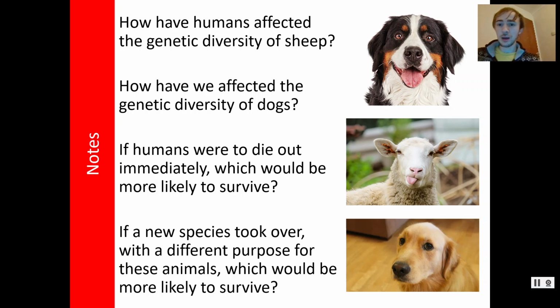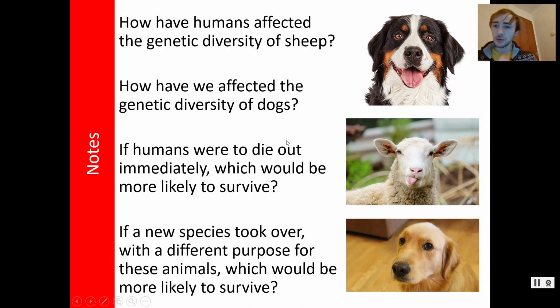And that's why on the streets of some poorer parts of the world you can see packs of rabid dogs running around looking after themselves. No one has ever seen a pack of rabid sheep. It's not a thing. And if a new species took over with a different purpose for these animals, and who knows what they might use them for, which would be more likely to survive?